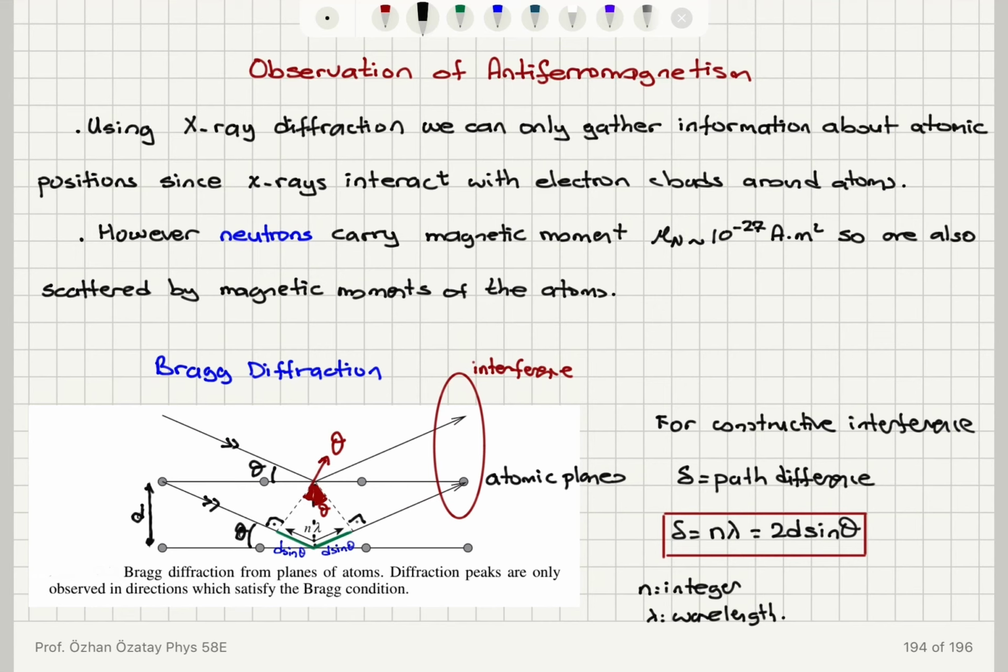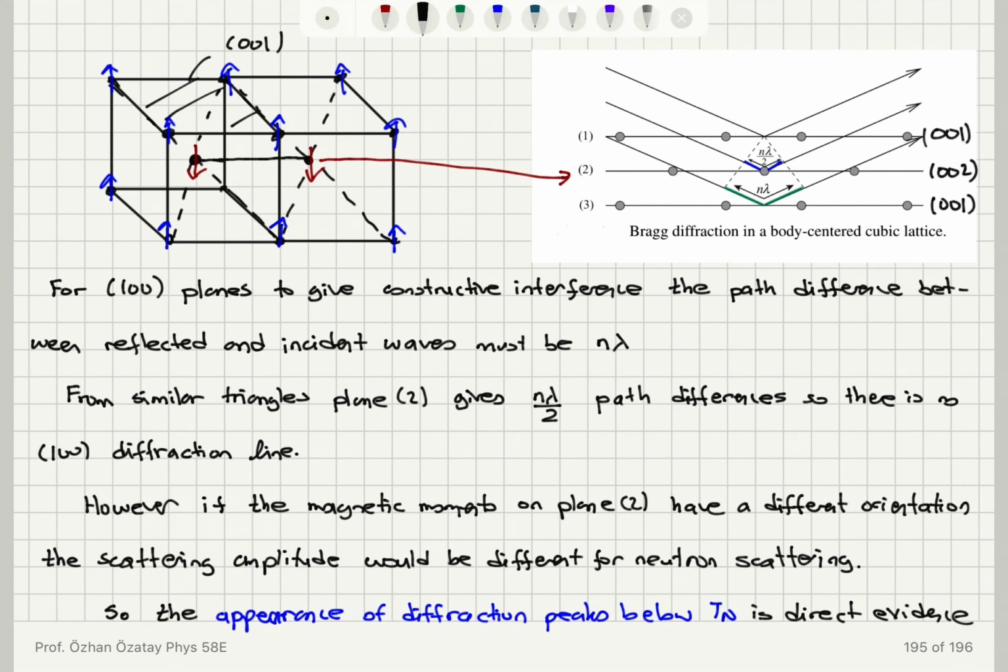However, because of this magnetic moment, they interact with the local moments and give information about the ordering of the moments. The diffraction principle is based on Bragg's law, 2d sine theta equals n lambda. So if you have rays that are scattered from two adjacent planes, we look at the path difference between the reflected waves from the two adjacent planes, and the interference pattern will be constructive. You will see a diffraction peak if 2d sine theta is equal to n lambda.